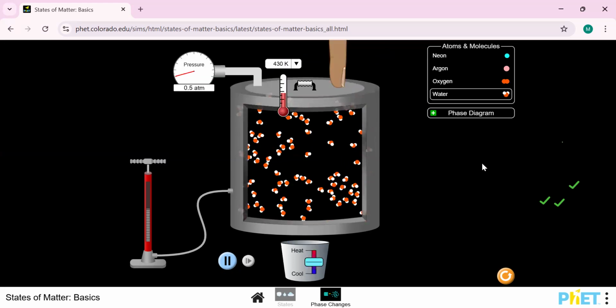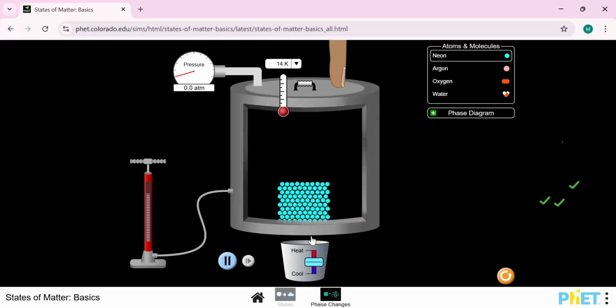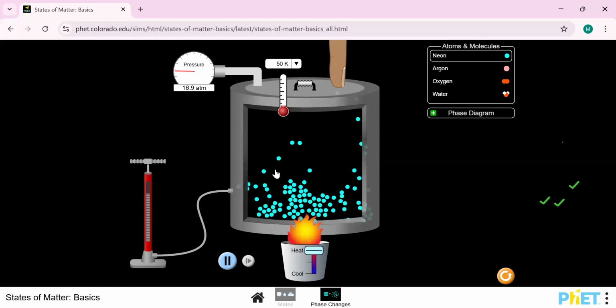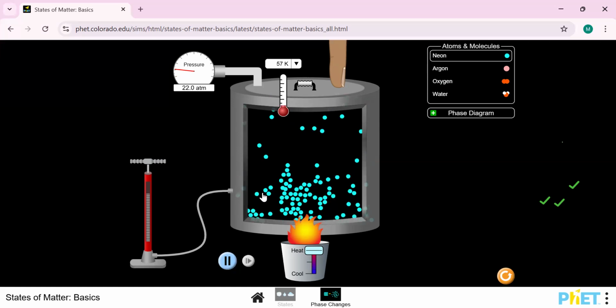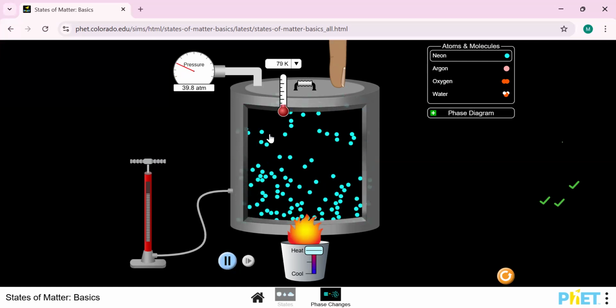Okay. Next, I'm going to choose water. The water particles are closely packed. I want to increase the temperature, so I want to heat this area. The temperature is increased, and the pressure also slowly increases here. Here the particles are moving slowly. When the temperature is high, they move freely as well as fast.